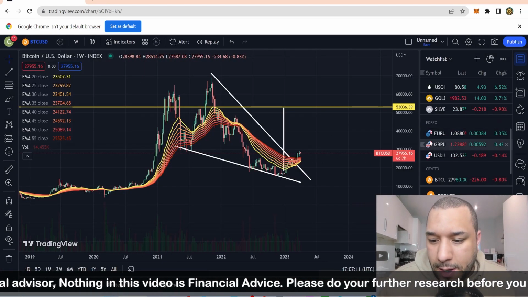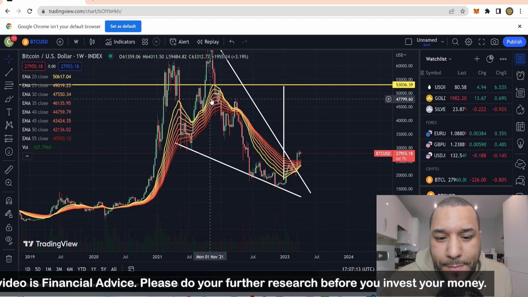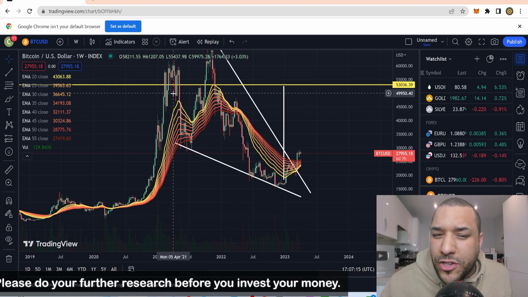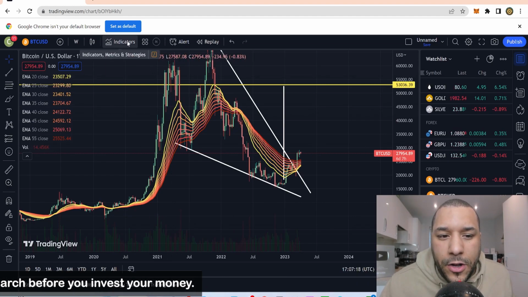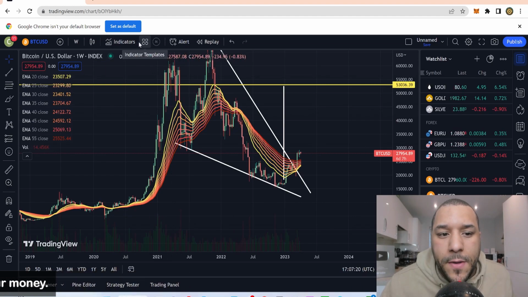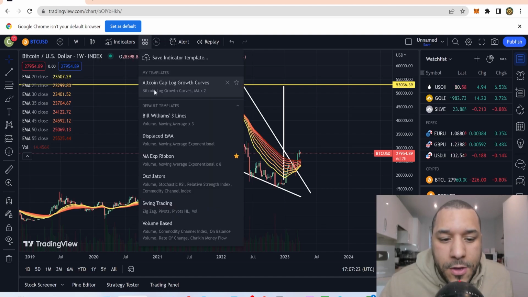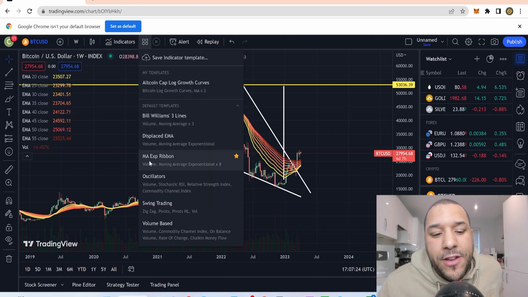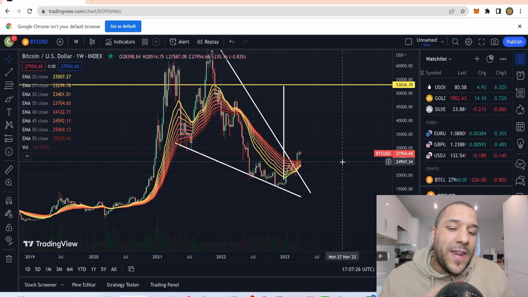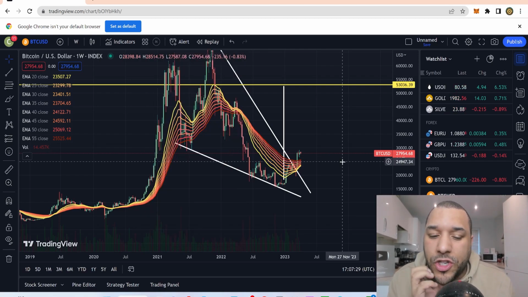And what I'm using as well is the EMA ribbons, the exponential moving average ribbons. You can click on indicators here. You click on this little square here, and then you can come down. MA, moving average exponential ribbon. You click on that, and then it comes up. Very simple to do, and I really think you should do so.